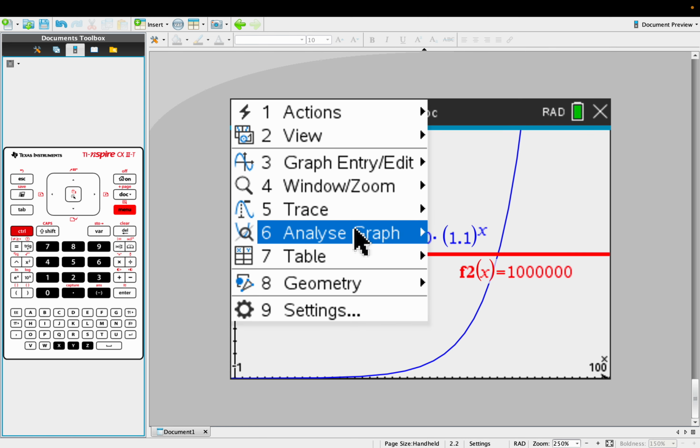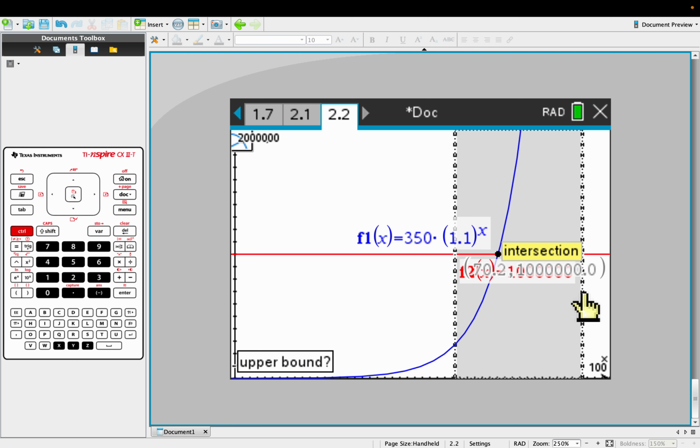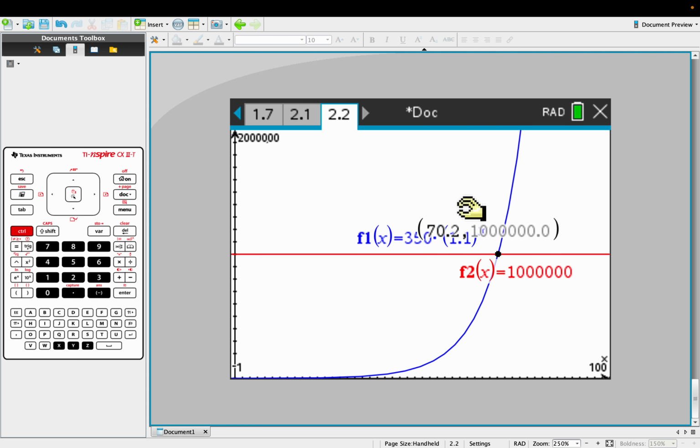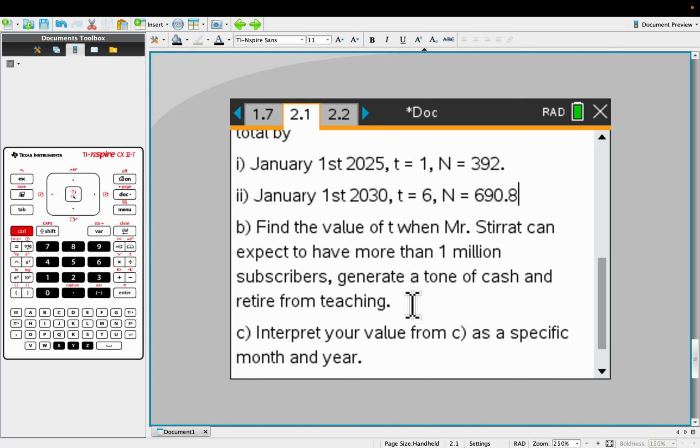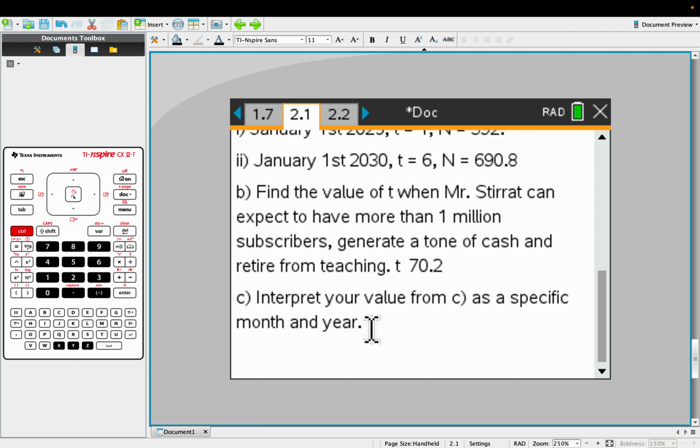Menu. Analyze graph, intersection, click a point before, a point after. Okay, so we've got a little bit more accuracy. The answer is 70.2. So t equals 70.2 here. T equals 70.2. So 70.2 years after January the 1st, 2024.